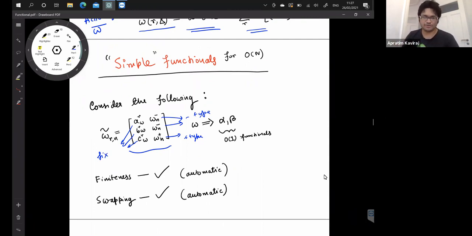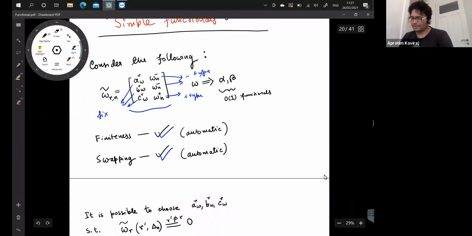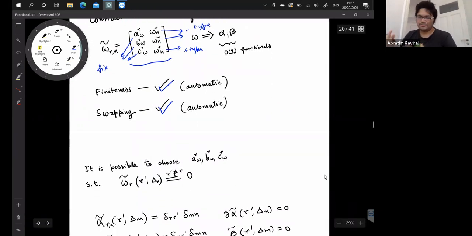But before that, let me tell you that since you already know the plus type, the analytic functionals, the components, you can already say that the action of this functional is finite, that they already satisfy finiteness, and they already satisfy the swapping property that I mentioned before. So the basic requirements are already satisfied. We just have some more conditions, and let's see what they are.